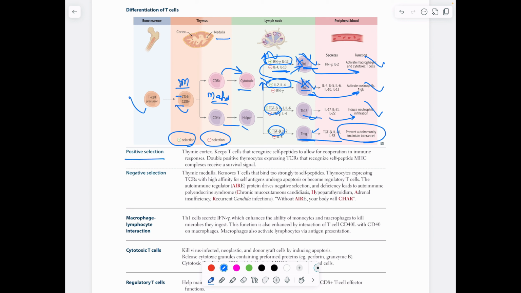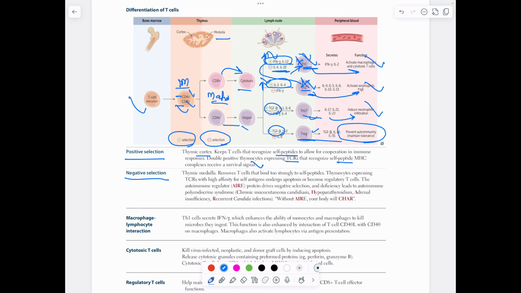The positive selection is going to happen in the thymic cortex. It keeps the T cells that recognize self peptides to allow for cooperation in immune responses. The double positive thymocytes expressing T cell receptors that recognize self peptides with MHC receive a survival signal. So we're having both of them.